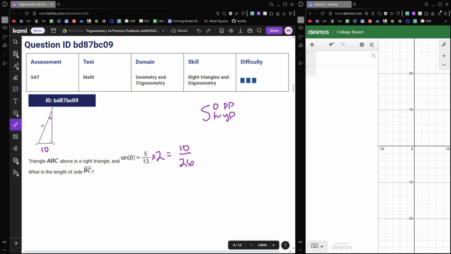What is the length of side BC? So we're trying to find the length of this side right here. So here, we're trying to find a missing side length in a right triangle, so I think it's obvious what we do.